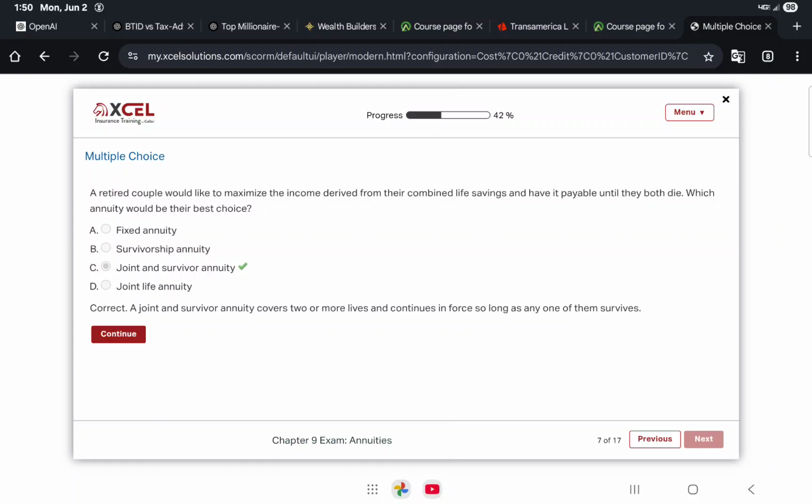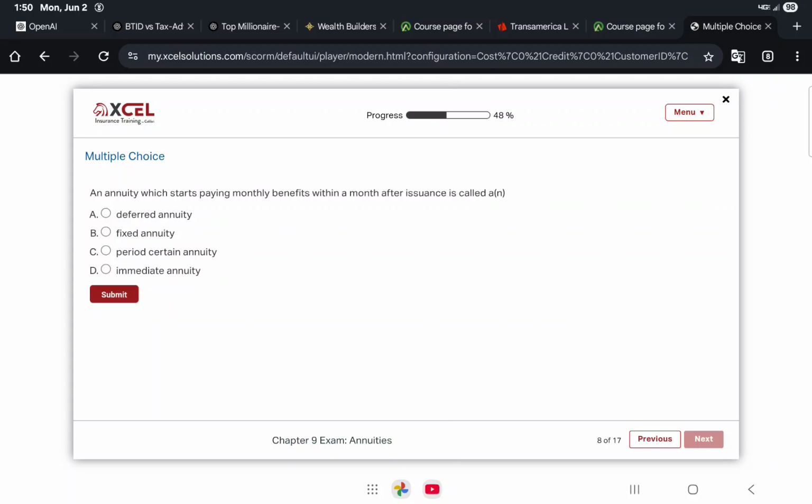That wording is kind of confusing. It sounds like they're trying to annuitize until they pass away. And that would be probably more like income for life. An annuity which starts paying monthly benefits within a month after issuance, and it's not a deferred annuity. They're looking for monthly benefits within the month after they issue. It would be an immediate annuity.